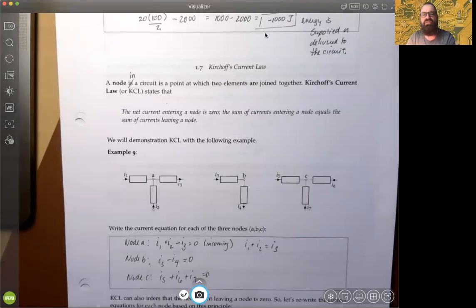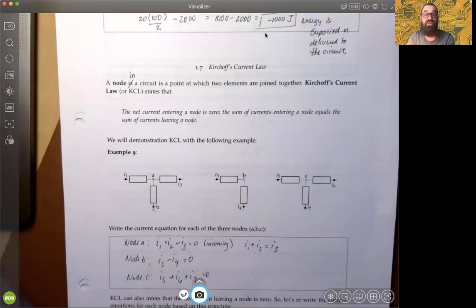In the next three sections, we consider two very important laws due to Gustav Kirchhoff, who was a German physicist in the 19th century. This deals with looking at circuit analysis from the relationships between voltages themselves or currents themselves. And so we start off with the concept of a node in a circuit.